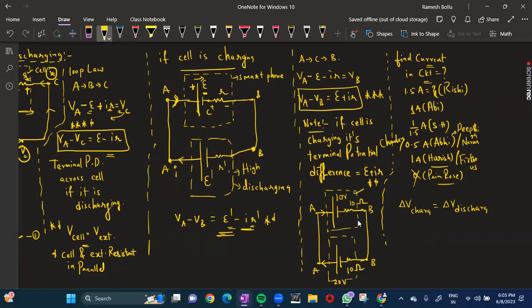For the charging cell, what is the potential difference formula? E plus IR, meaning 10 plus I into small r, which is 10. For the discharging cell, what is the terminal potential difference? E minus IR, meaning 20 minus I into 10. Bring the 20 to this side and send the other term to that side. So 10 minus 20 equals minus 10I minus 10I. Minus 10 equals minus 20I. Minus minus cancels out, so I is equal to 0.5 ampere.